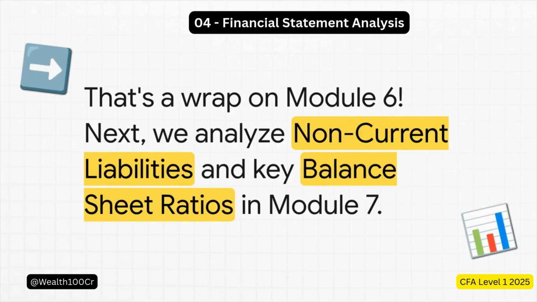Fantastic work getting through these key non-current assets. That officially wraps up Module 6. So, in Module 7, we're going to flip over to the other side of the balance sheet and start analyzing non-current liabilities and some key ratios.